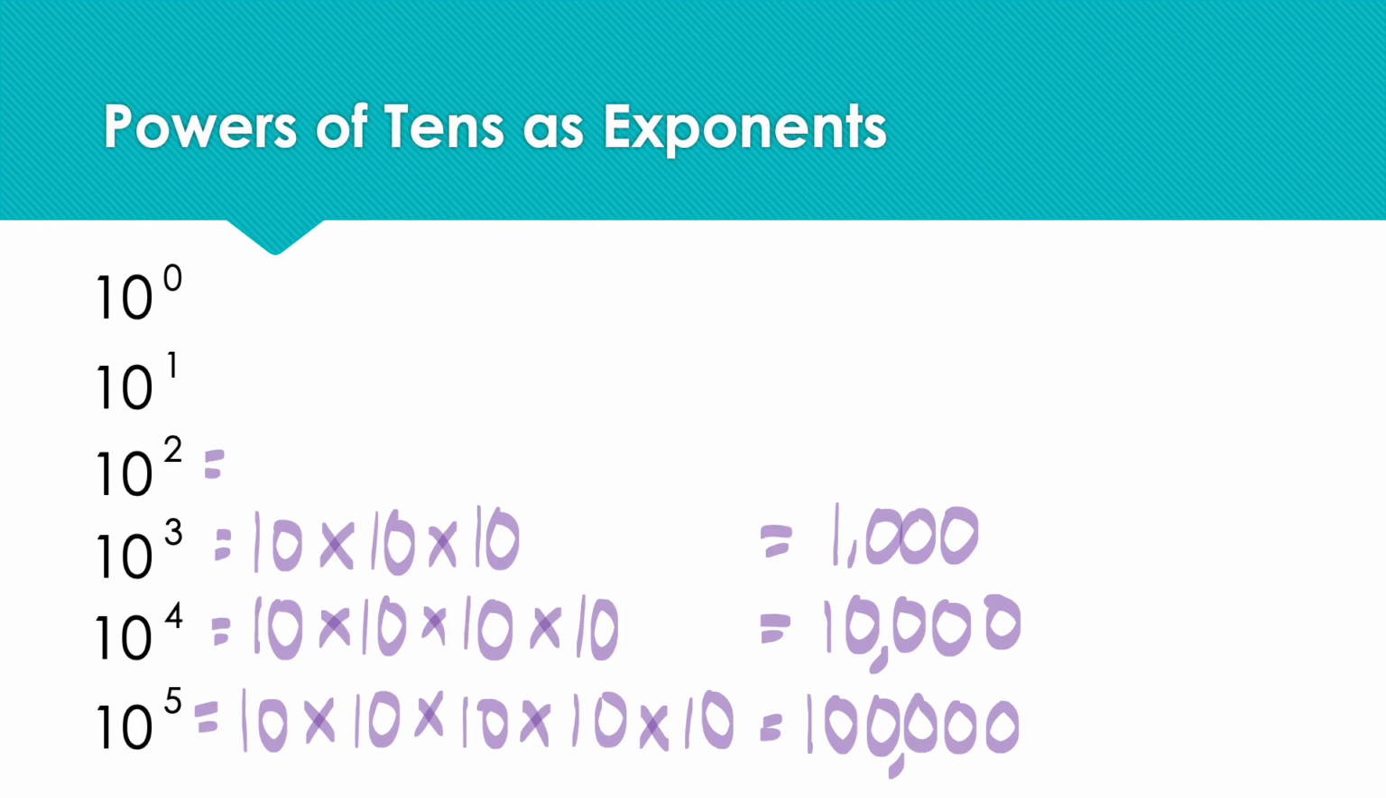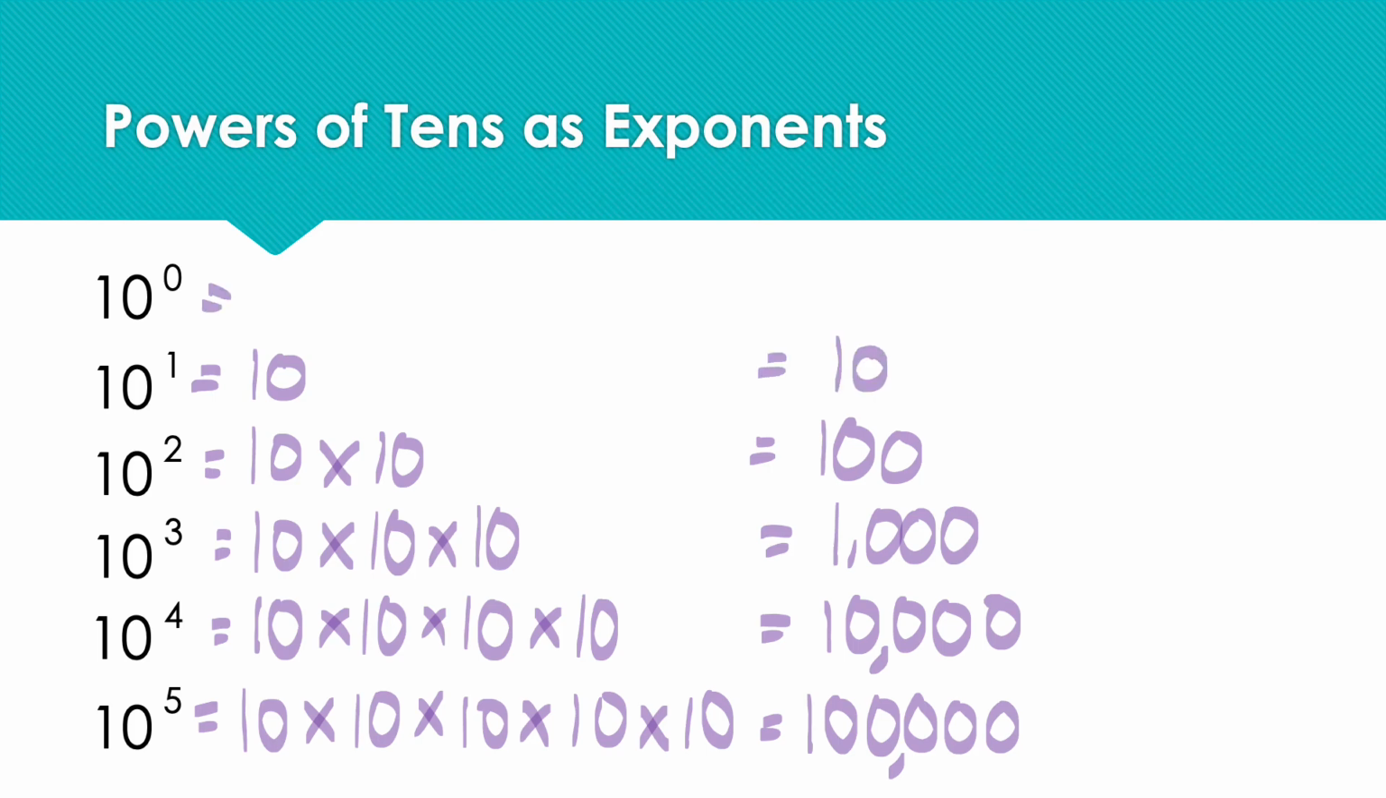10 to the 2nd power, and there's special names for these we'll talk about in just a second. 10 to the 2nd power is 10 times 10, which is 100, which you know. 10 to the 1st power is just 10. We're only multiplying it one time. Well, there's one time we're writing it. That is 10. And then 10 to the 0 power is 1.